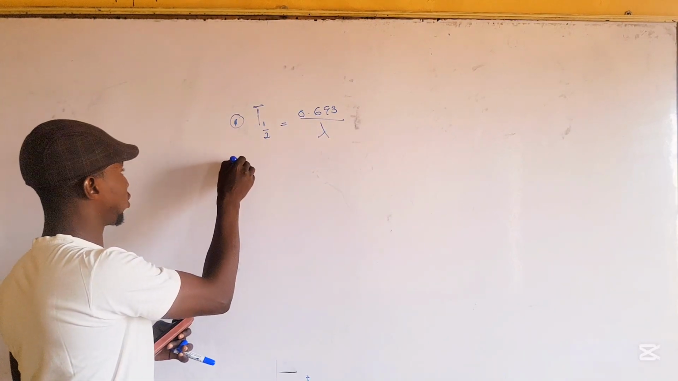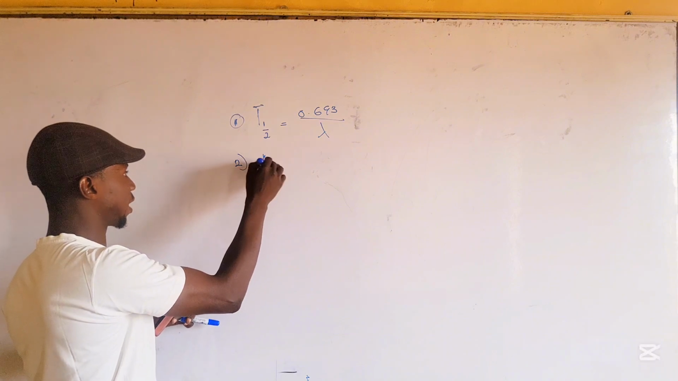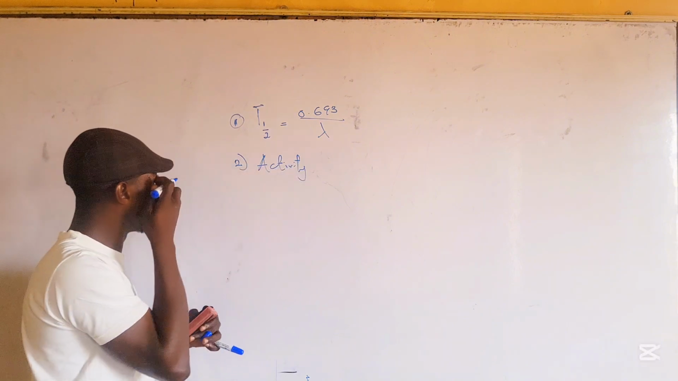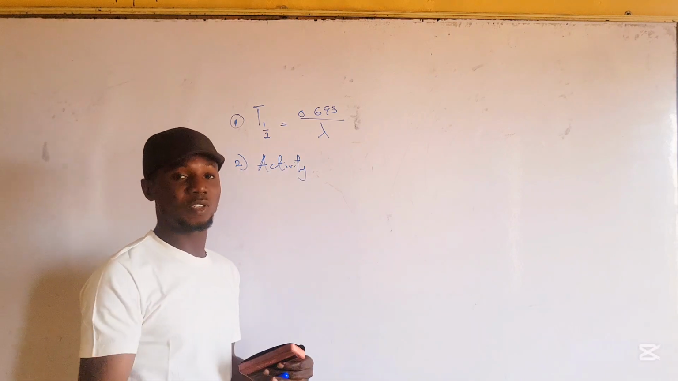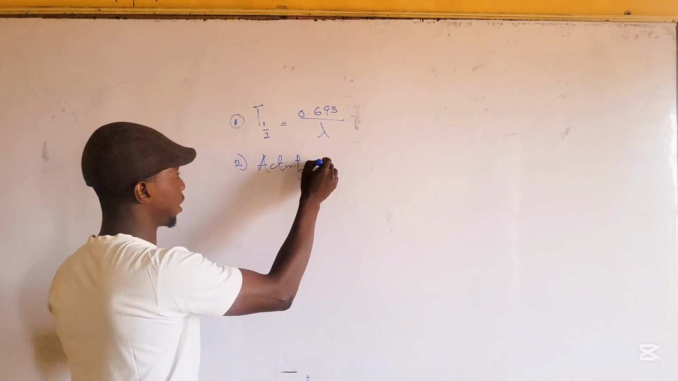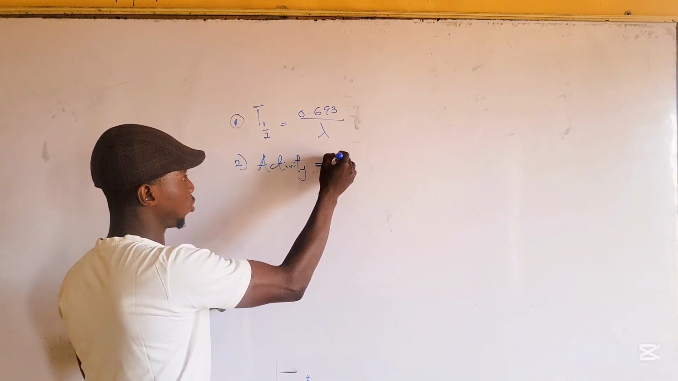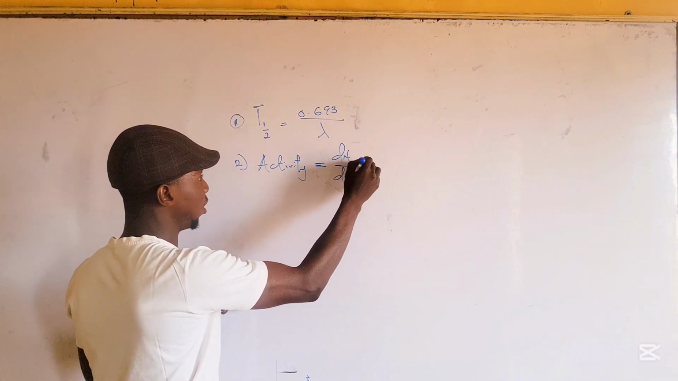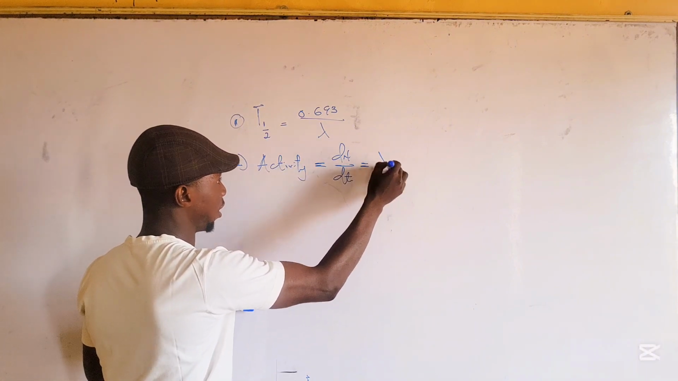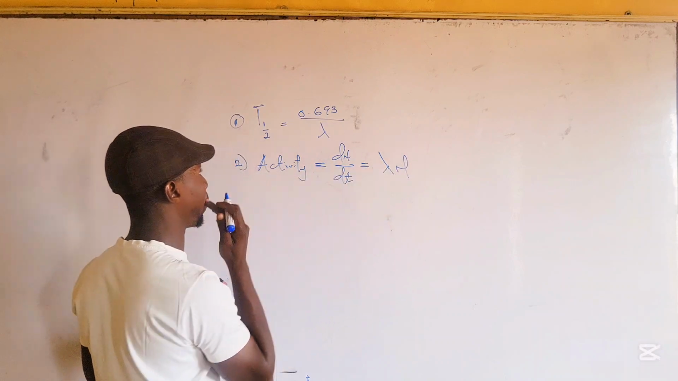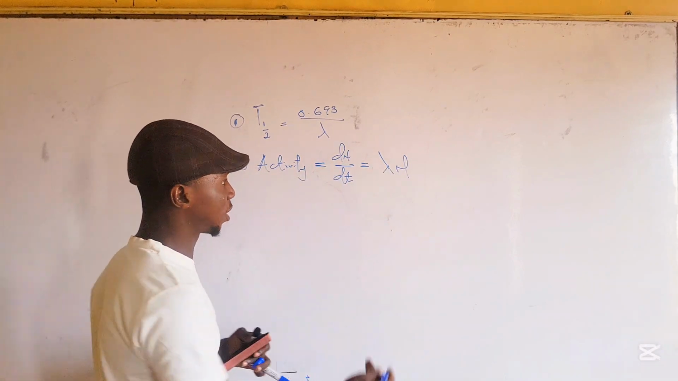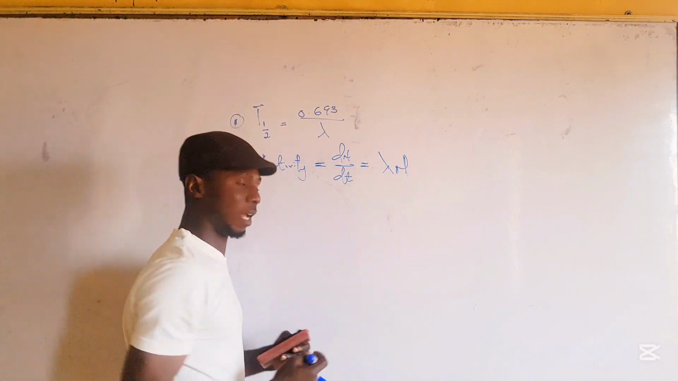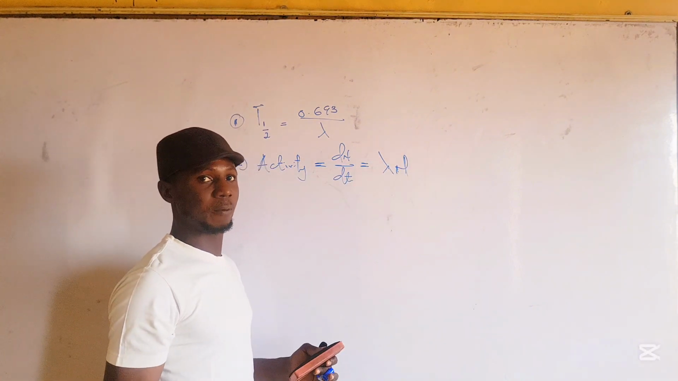The second important one is for you to calculate activity, which is like calculating the rate at which that substance is decaying. Activity, which is also dN over dt, sometimes you see in textbooks as dN/dt, is calculated using lambda N. This lambda represents the decay constant, while this N here represents the final amount of sample remaining.